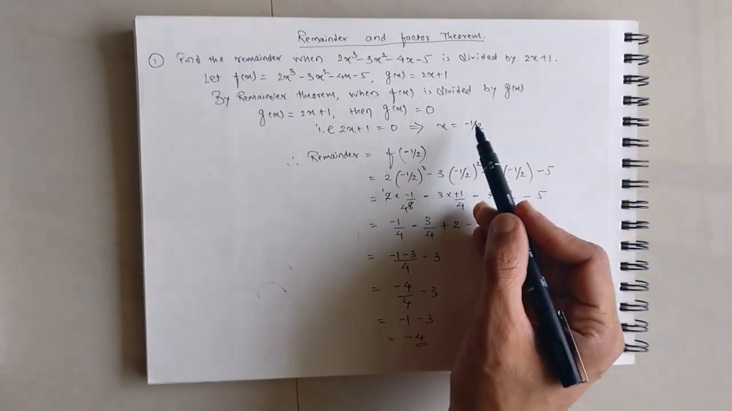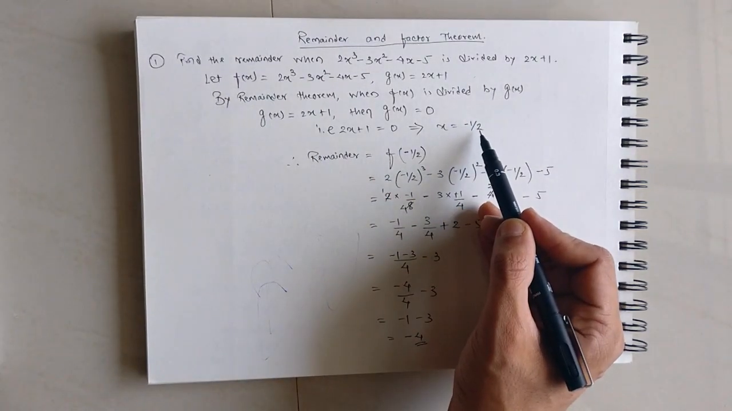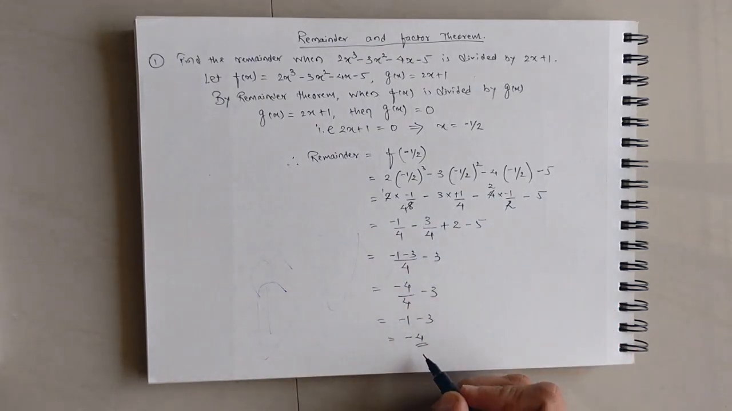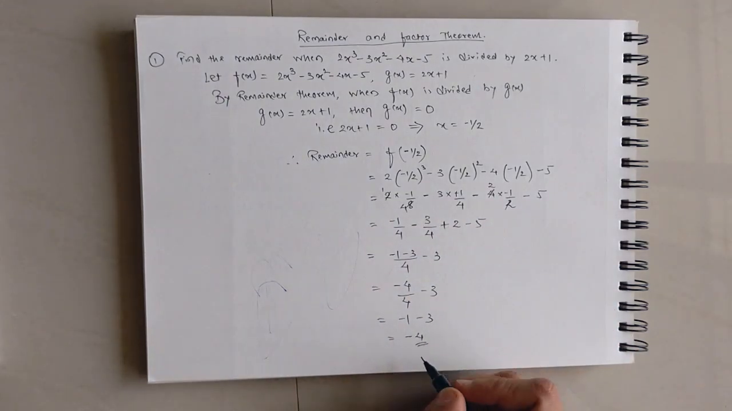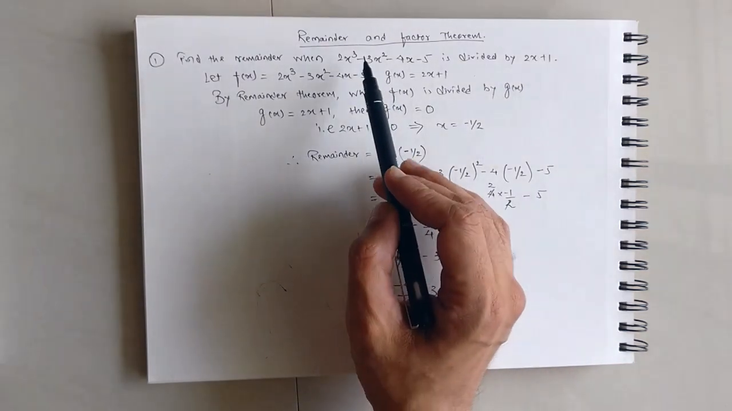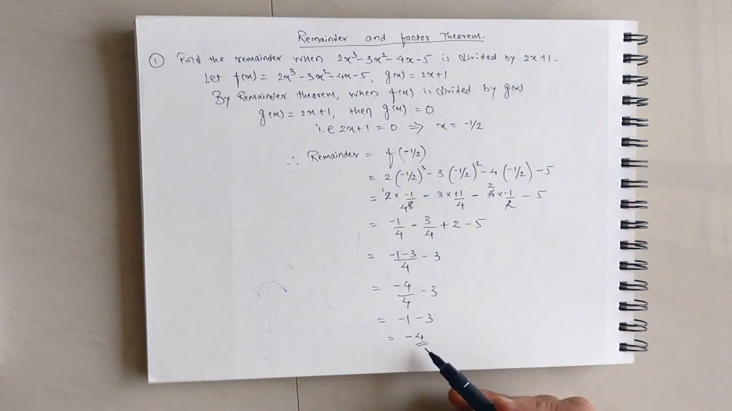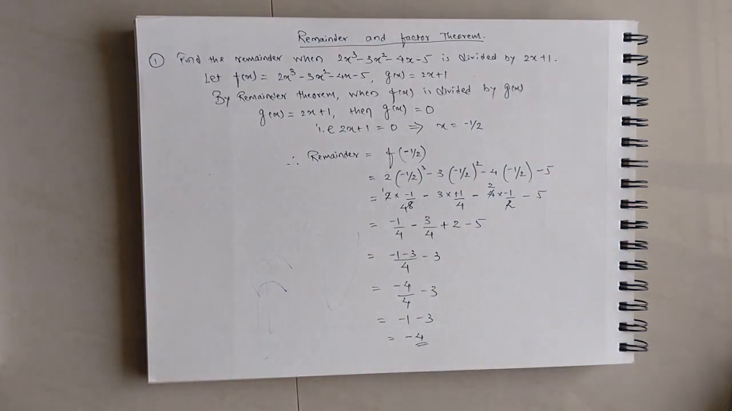Wherever there is x, we put the value of x, that is minus 1 by 2. When we put the values and solve, we get one number. This is nothing but the remainder. So the remainder when this f of x is divided by g of x is minus 4. Without performing long division, we found the remainder. So this is the whole idea about the chapter, remainder and factor theorem.